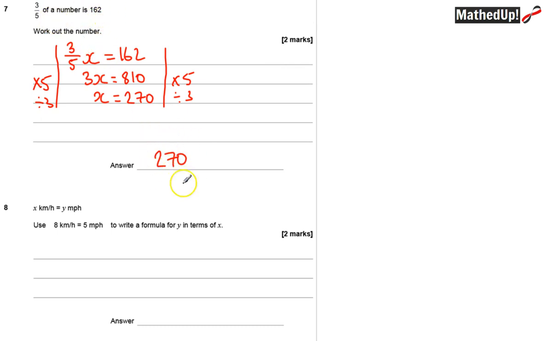So 1/5 of 270 is going to be 54. So 3/5 of 270 is going to be 3 times 54, which is in fact 162. So I know that I'm right.